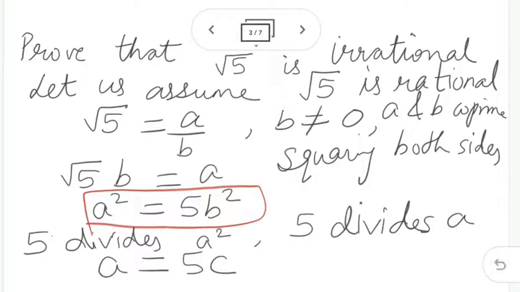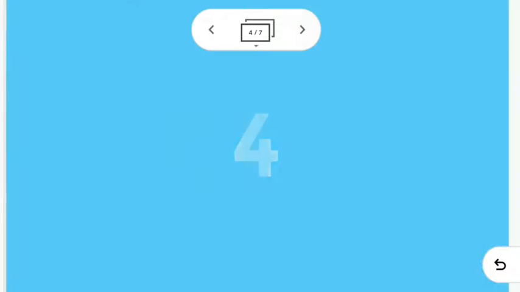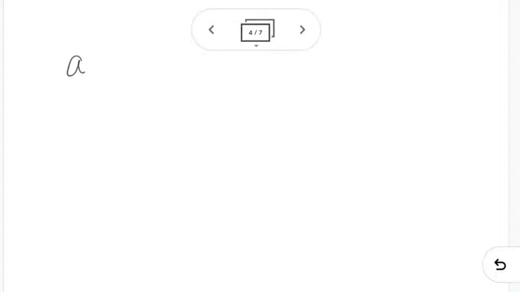So now we will put this value of A equals 5C in this equation. In this equation we will put A equals 5C. So what do we get if we put A equals 5C in this equation?